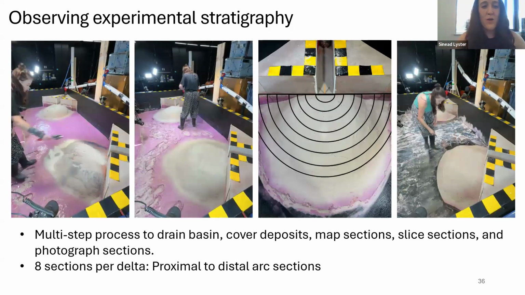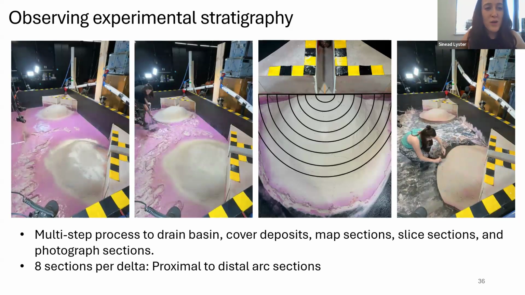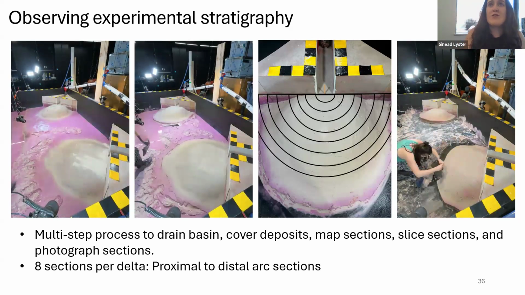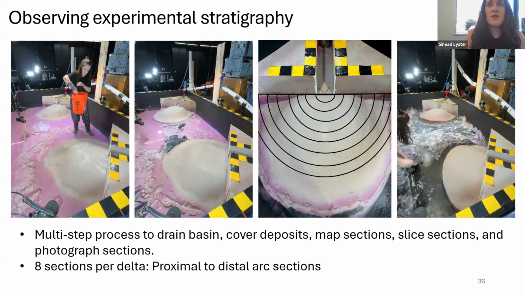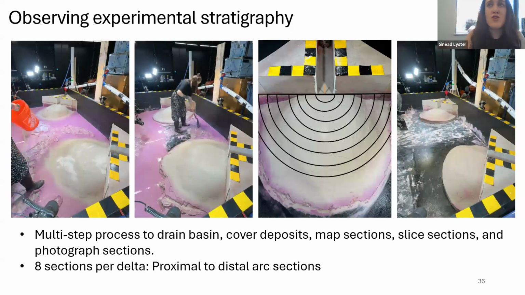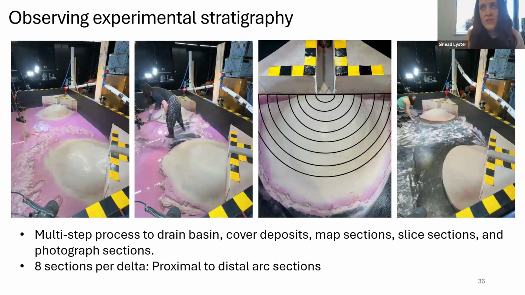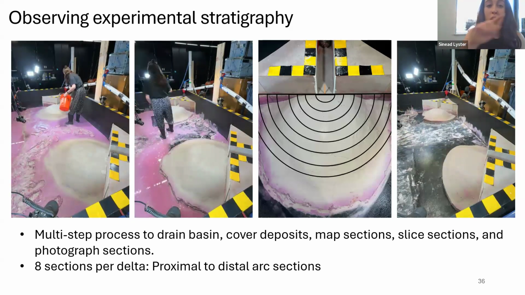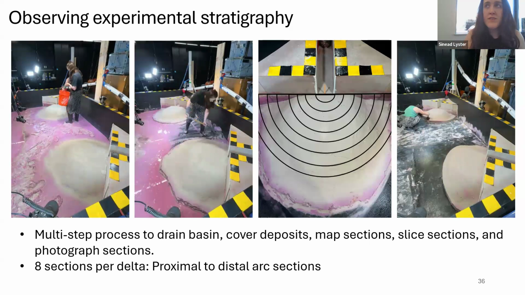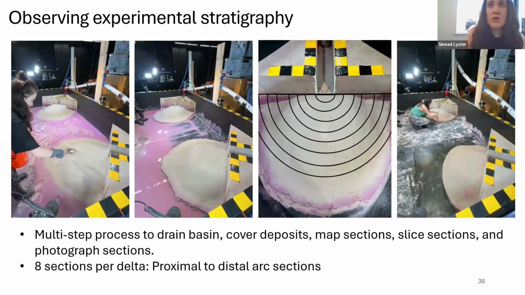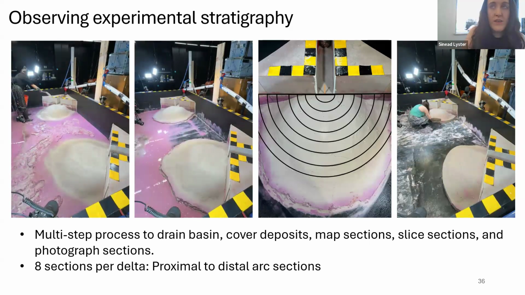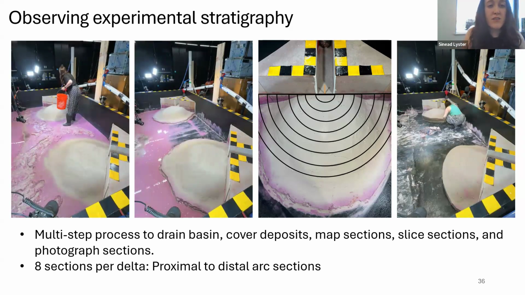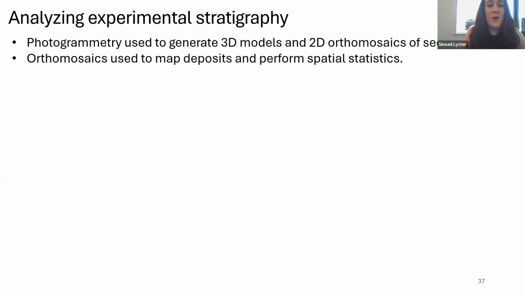So to go back to our experimental methods, how do we observe experimental stratigraphy? At the end of that experiment, we did a multi-step process to drain the basin and cover our deposits to protect them. We then mapped the sections. So we mapped arc sections going from proximal to distal, and then we sliced those sections. For each delta, we took 8 sections going from proximal to distal. And then, how will we analyze experimental stratigraphy?